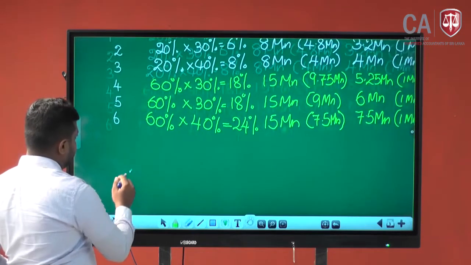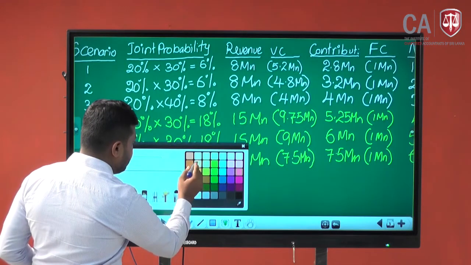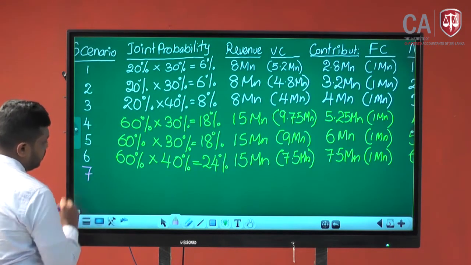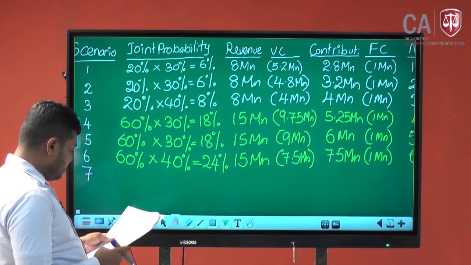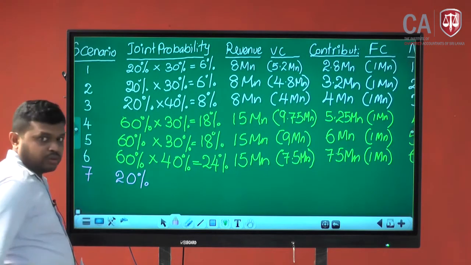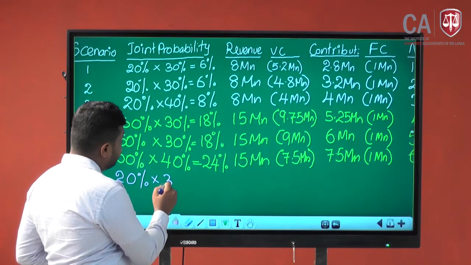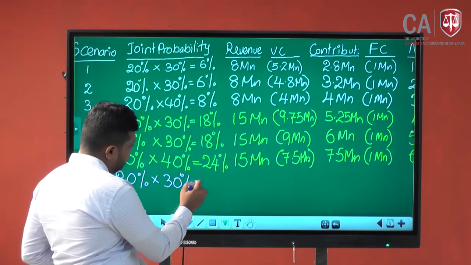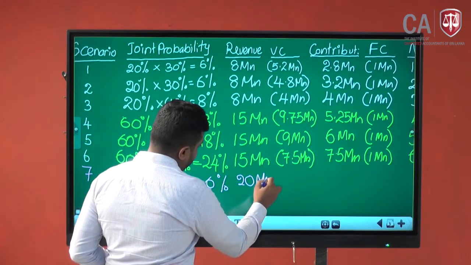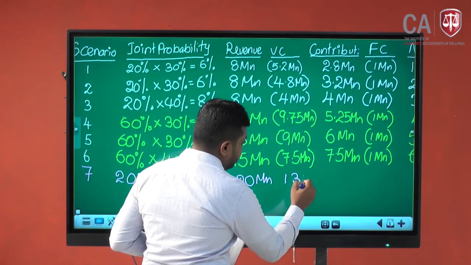Now we are going to deal with the seventh situation, where your probability is 20%, and your variable cost will be 65% of the sales. There is a probability of 30%. That means your joint probability will be 6%. Revenue will be 20 million. Out of this 20 million, 65% will be the variable cost, that is 13 million.